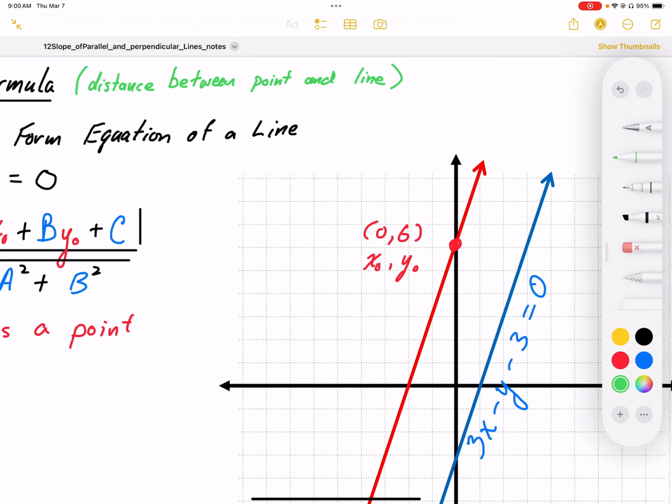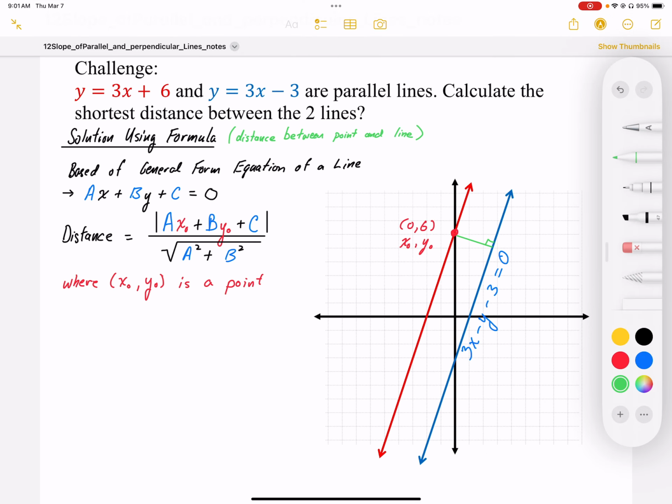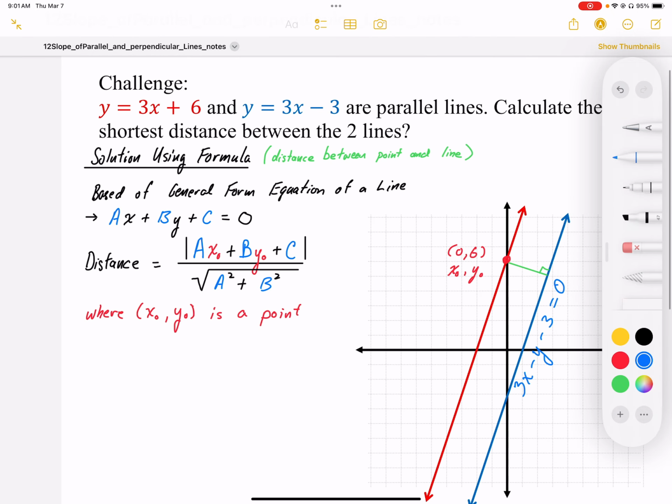From 3x + 6, we're going to choose a y-intercept of 6, and then calculate the perpendicular distance from that red dot to the blue line. That's going to represent the shortest distance to our line. The first step is to take the equation y = 3x - 3 and rearrange it into the Ax + By + C form.